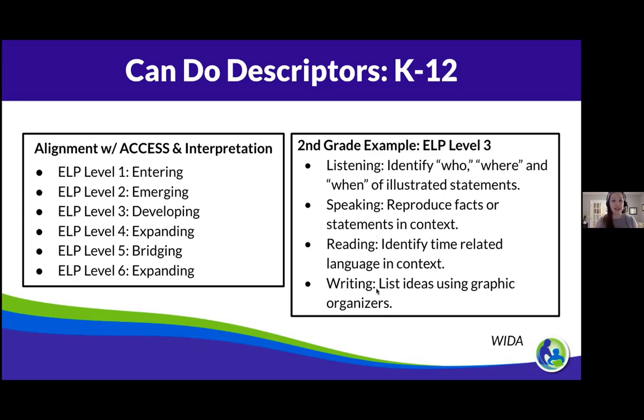Because again, for writing, it doesn't say he's going to write a paragraph. It says that he's going to list ideas with the support of a graphic organizer. So it's not saying that he's sharing or writing his ideas in full sentences even. It's saying that a level 3 second grader should be able to list ideas with the support of a graphic organizer. And again, an ELP, so a dual language learner whose English language proficiency is 3. I think that these are amazing tools for a couple of reasons. We often have unfounded expectations of our dual language learners.